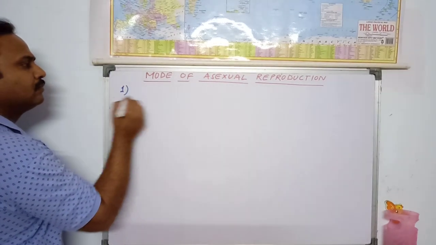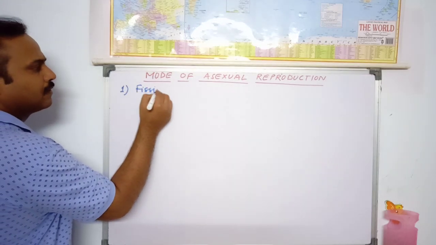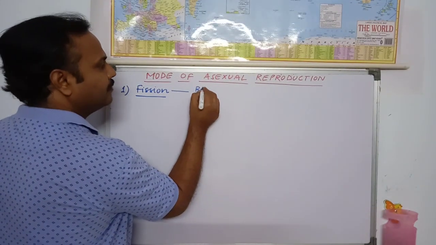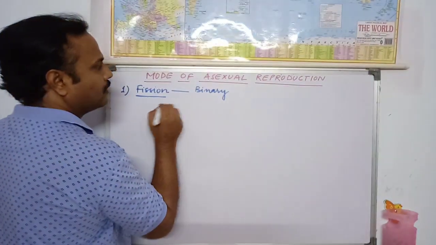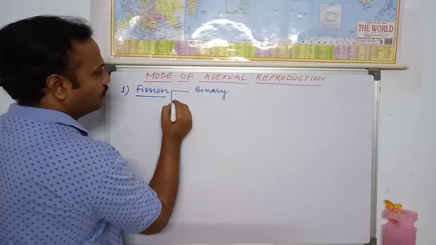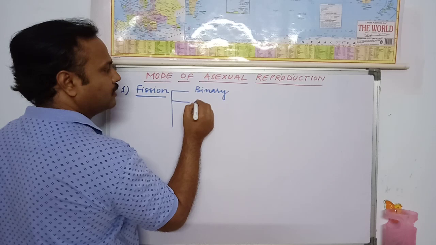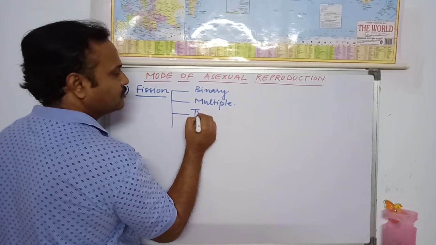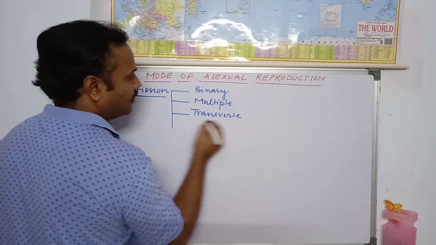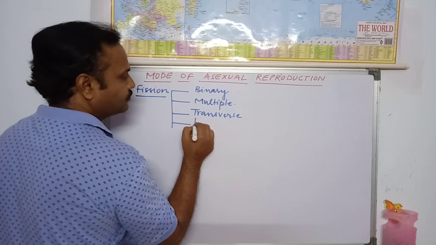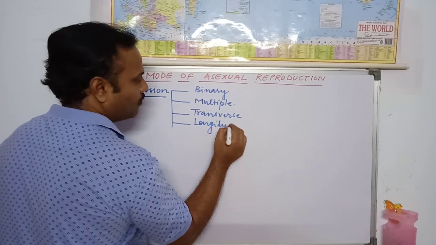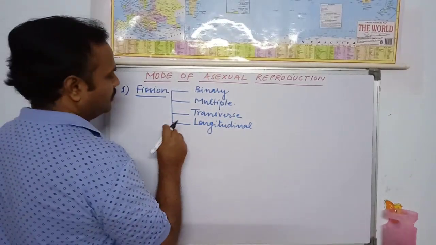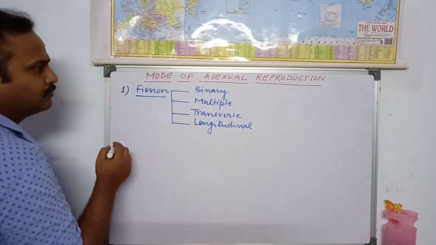Number one, fission. Fission may be binary, multiple, transverse, or longitudinal, right? So these are the four different types.